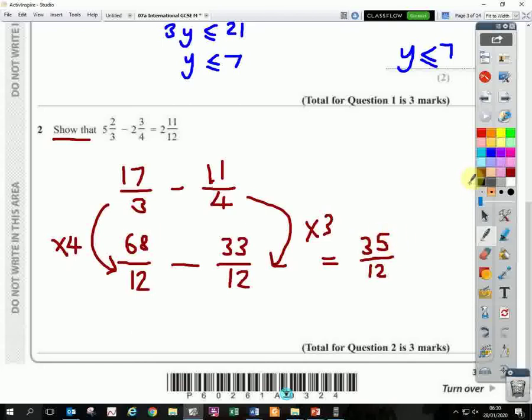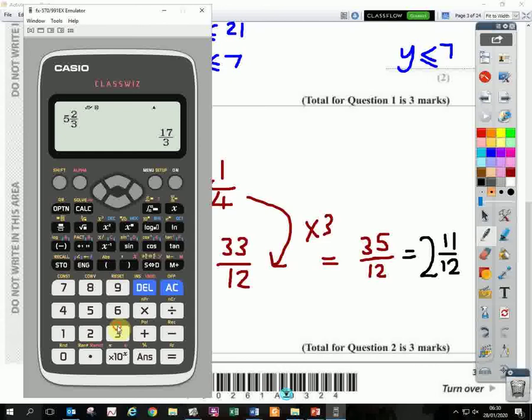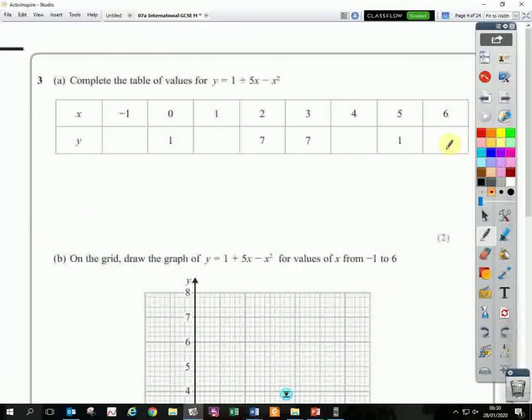Now, it looks like you have maybe scored full marks, but no, you haven't. You have to write equals the exam board's answer at the end in order to gain full marks. And it's wise to check if your answer is actually the same as the exam board's answer. So type in 35 over 12. Press equals, press Shift, press the S to D button, and then you can check. Next question.